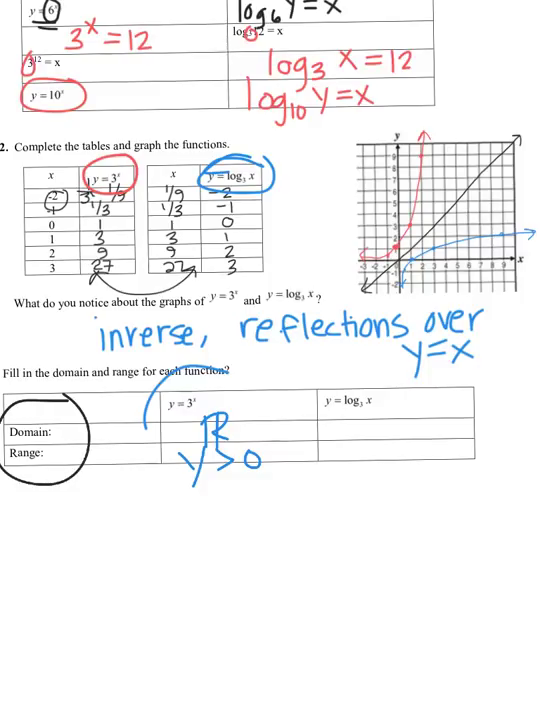Now, contrast that with the logarithmic function. Remember that the domain is the same thing as the range of the inverse function. So the domain right here is going to be x is greater than 0 because this is your vertical asymptote, and the domain is to the right. The x's are never negative in this function. So x is greater than 0. And you notice that the range right here is all real numbers, because the domain of y equals 3 to the x is all real numbers. So the range of the inverse is all real numbers.